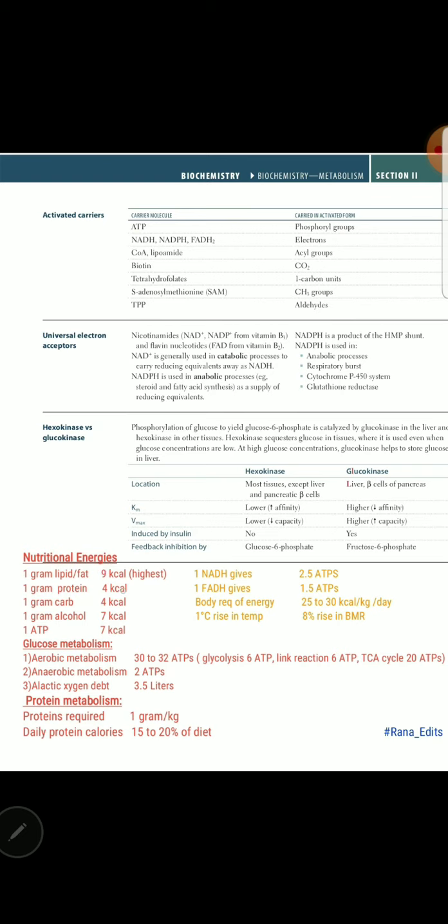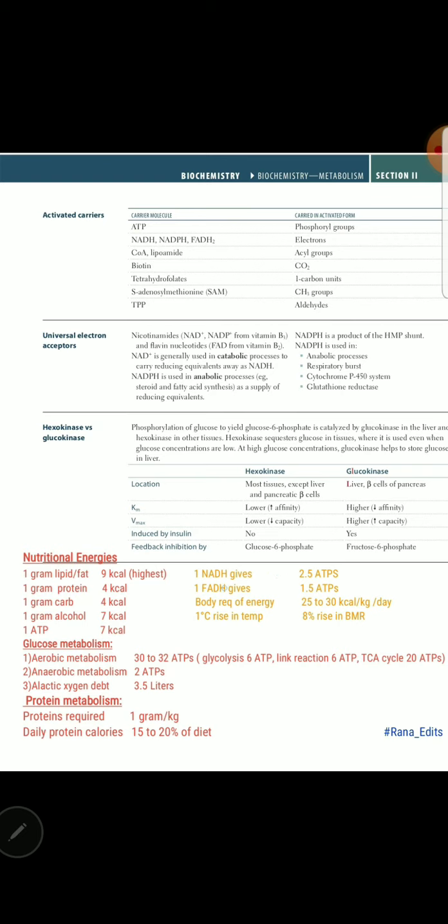1 gram of protein will yield almost half or less than half, that is 4 kilocal. That is also asked. And 1 gram of carb, again same 4 kilocal. So carb and protein same. Lipid or fat, that is high, more than double, 9 kilocal. Sometimes this can be asked. 1 gram alcohol, it will yield 7 kilocal, that is in between protein, carb and lipid here. And after alcohol, the same energy is produced by 1 ATP as well, 7 kilocal. That is also asked, not given in the book.